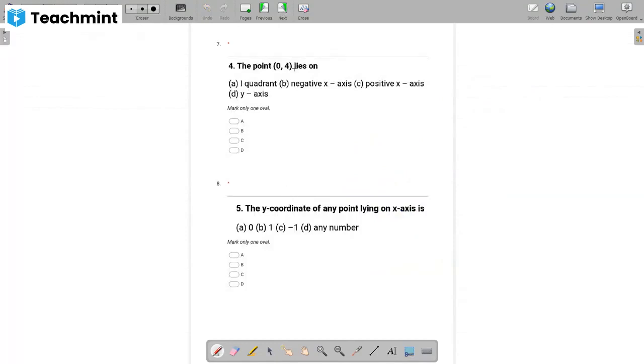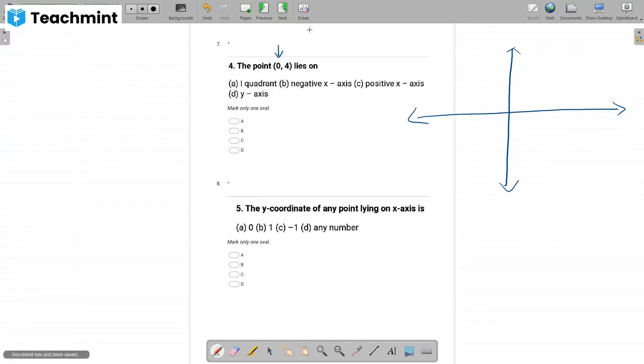Next is the point 0, 4 lies on first quadrant, negative x-axis, positive x-axis, y-axis. Now whenever you find 0, if any coordinate is 0, it means the point does not lie in any quadrant, the point lies on axis. Okay, here x coordinate is 0. What is the meaning of it? If x coordinate is 0, it means the point lies on y-axis, and if y coordinate is 0, then the point lies on x-axis.